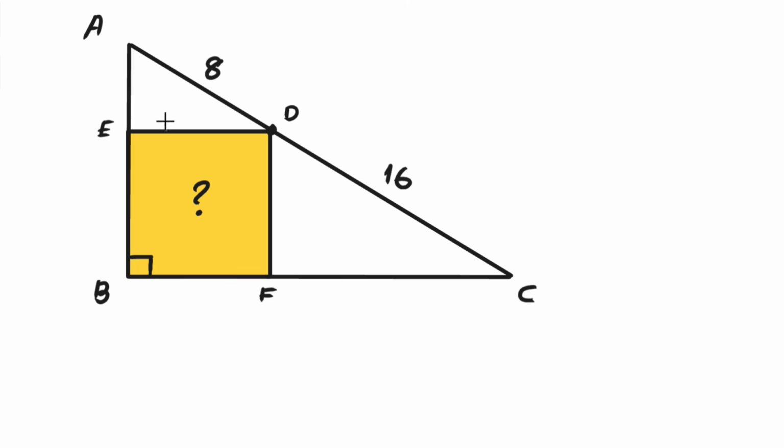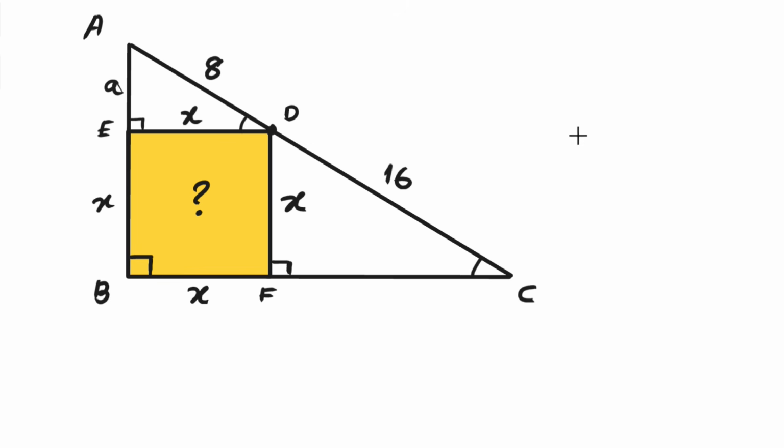Since all sides of a square are equal, let's call the side length x. Now look carefully at the two small right triangles formed around the square. Let the small vertical side on the left be a. Notice something very important here. These two triangles are similar. The reason is that both are right triangles, and they also share the same acute angles. So by the angle-angle similarity rule, their corresponding sides must be proportional.